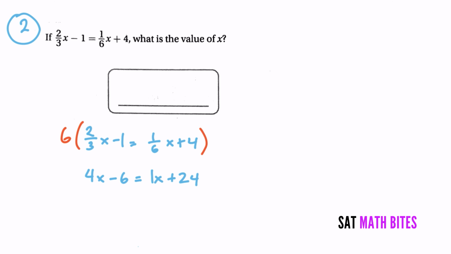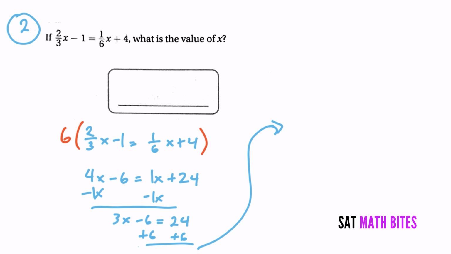This becomes a much easier equation to solve. Subtract 1x from both sides, so that gives me 3x minus 6 equals 24. Add 6 to both sides. That then gives me 3x equals 30. Divide both sides by 3. So our answer is x equals 10.